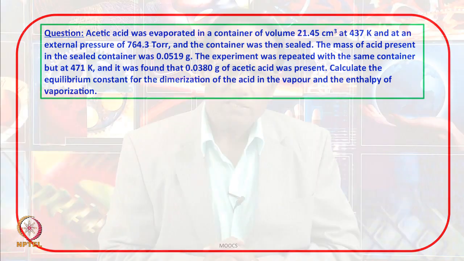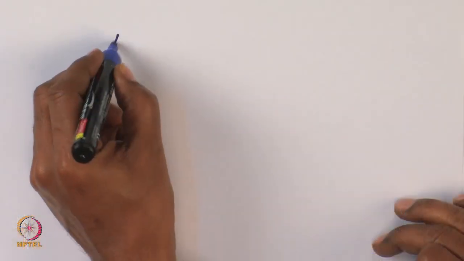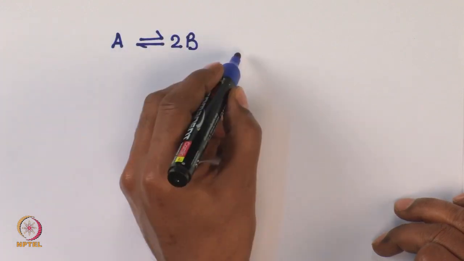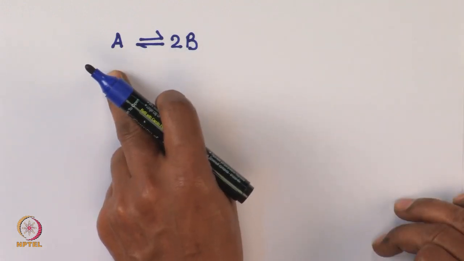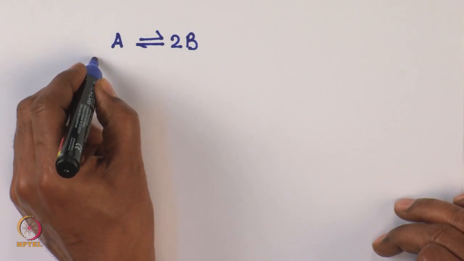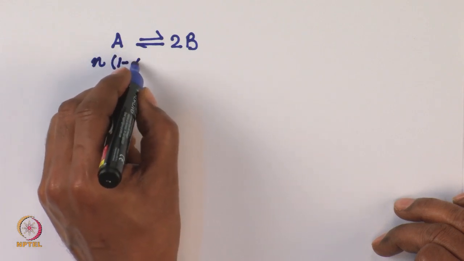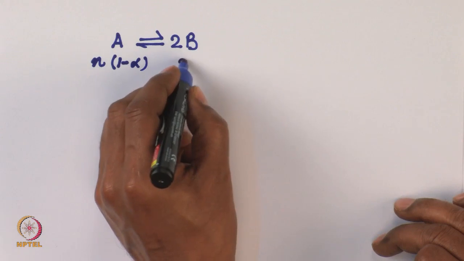It is about acetic acid dimerization. Let us consider a general process: A in equilibrium with 2B. The right hand side is dissociation, the left hand side is dimerization. And if N is the number of moles at equilibrium and alpha is the degree of dissociation, you have 2N alpha.